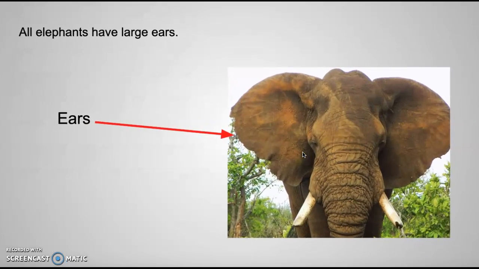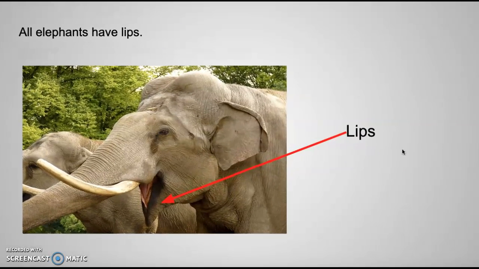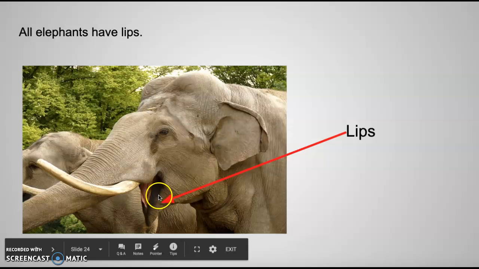All elephants have large ears. Elephants use their ears to keep themselves cool. Here are the ears of this elephant. All elephants have lips. Elephants use their lips to hold onto plants while they eat. Here is the lip or lips of this elephant.